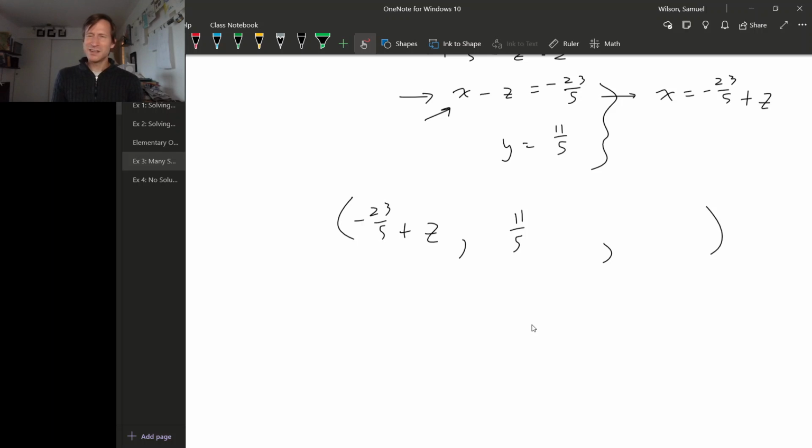But what is z? Well, z can be anything. There's nothing left in this system of equations that says z has to be anything in particular. In fact, z can be anything as long as x is minus 23 over 5 plus whatever you chose for z. So z can be anything at all. So what we get here is, every point here is a solution. So here we have infinitely many solutions.